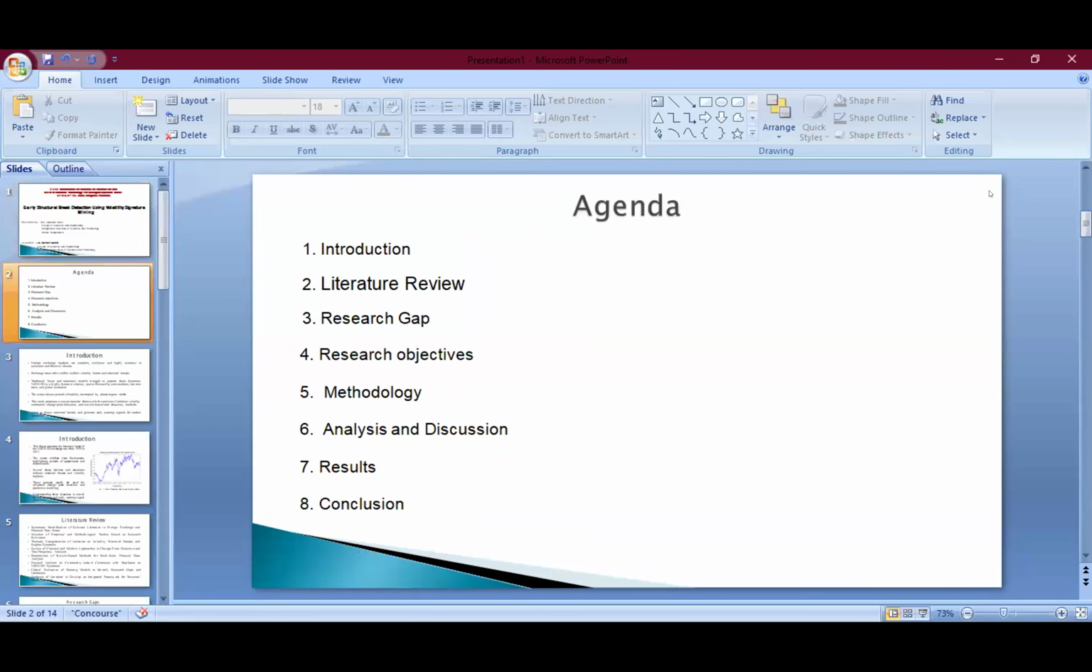So this is the agenda that I will present. The first one is the introduction, then the literature review, research gap, research objectives, methodology, analysis and discussion, results, and finally the conclusion.